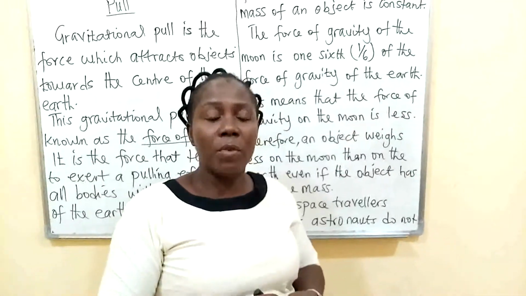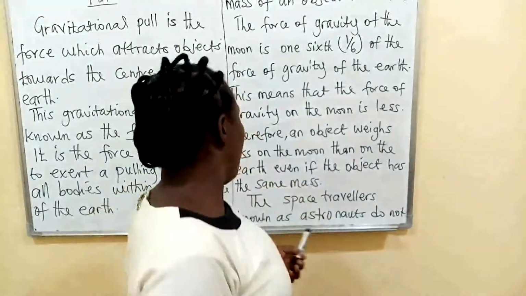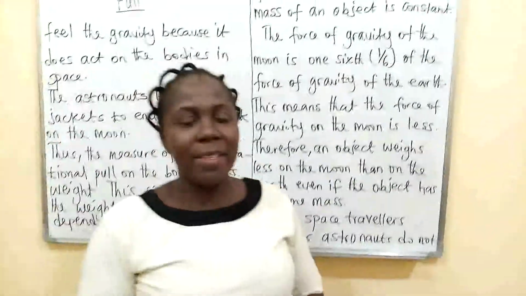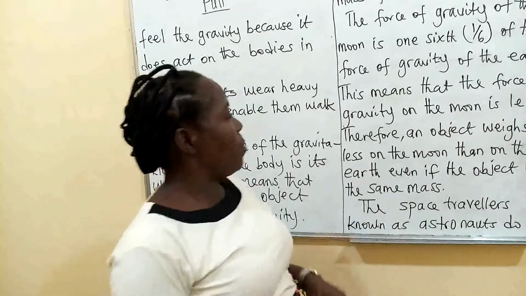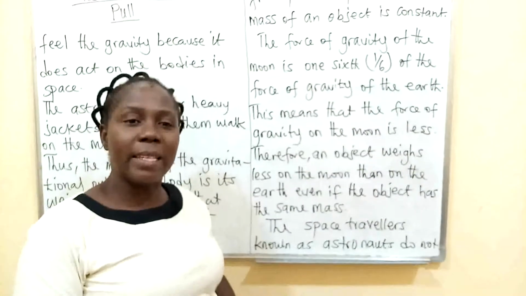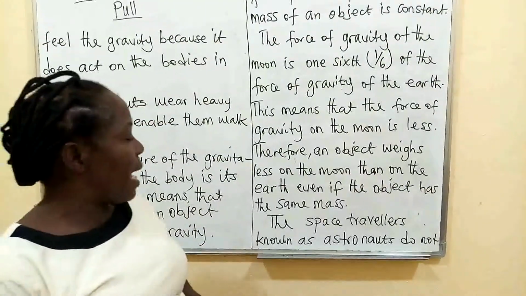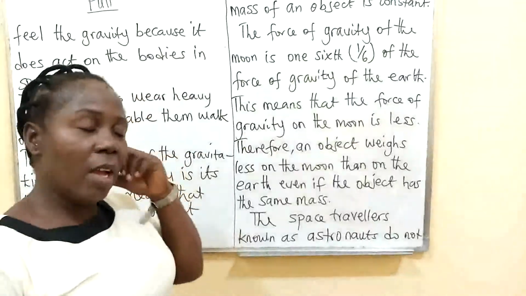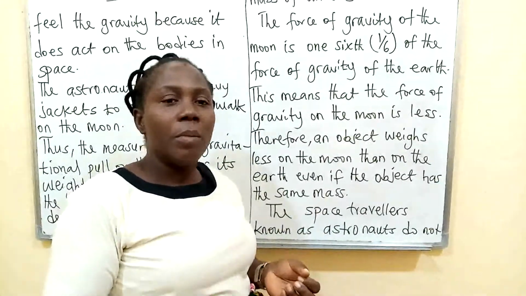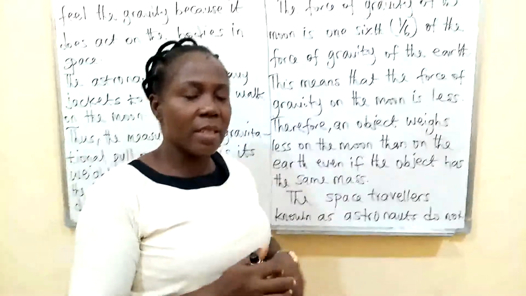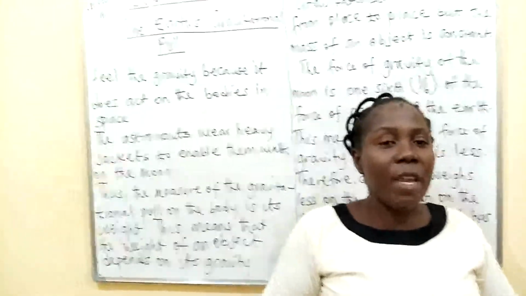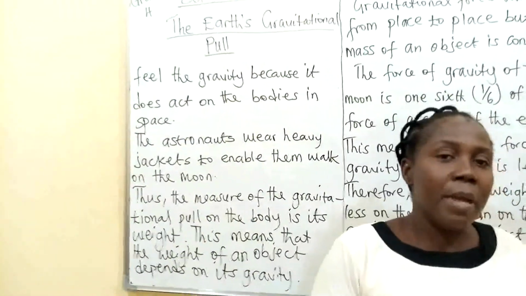That is what we have for today. And we want to continue with our writing a little so that we complete our lesson for today. All right, friends. We have said that objects will weigh less on the moon. Why? Because the force of gravity on the moon is 6 times less than that of the earth. And we also said that the space travelers, known as the astronauts, do not feel gravity on the moon, because the force of gravity there is very small. And we have said that the astronauts will definitely put on heavy clothing or jackets. This is to enable them to do what?